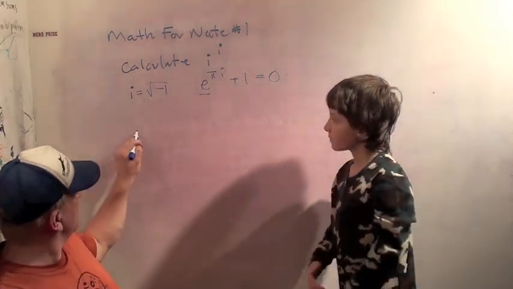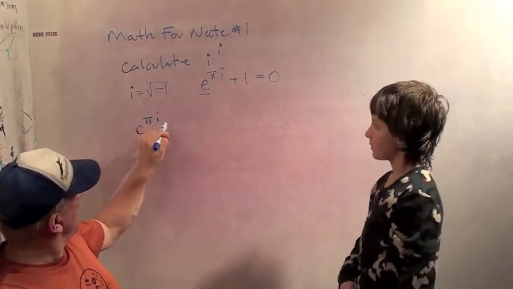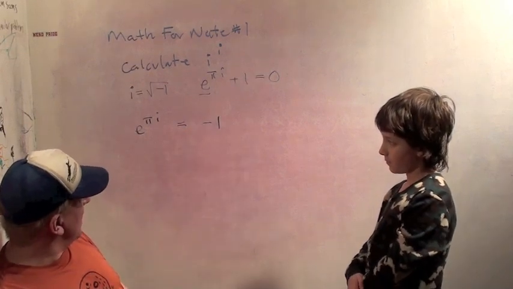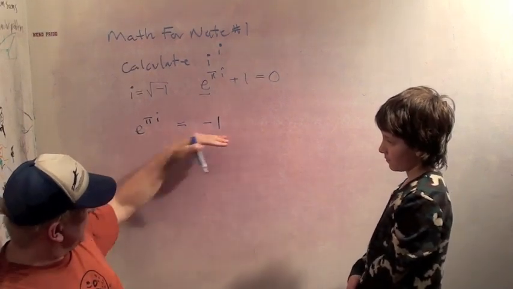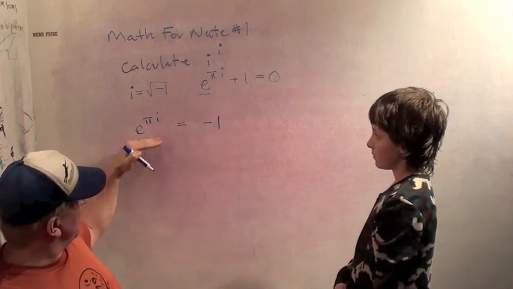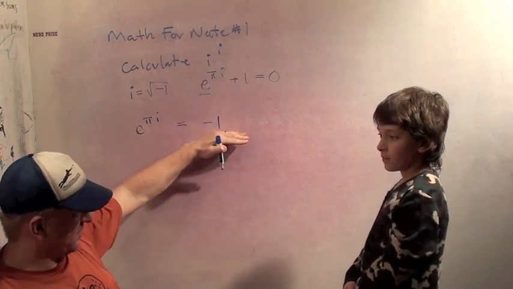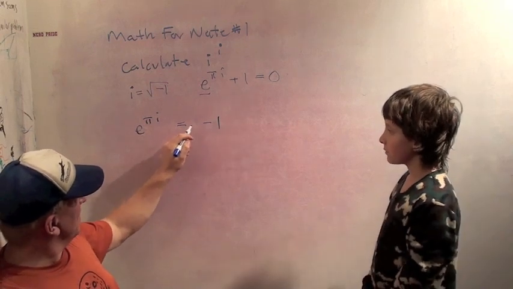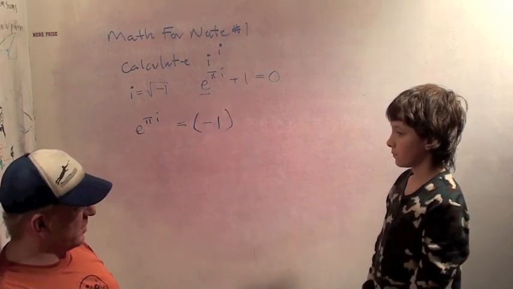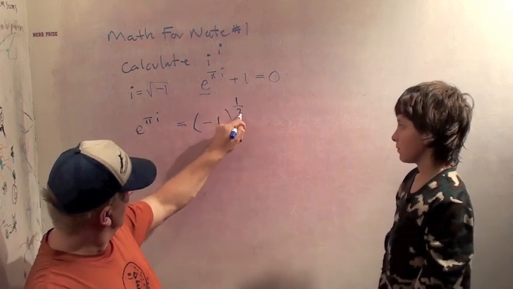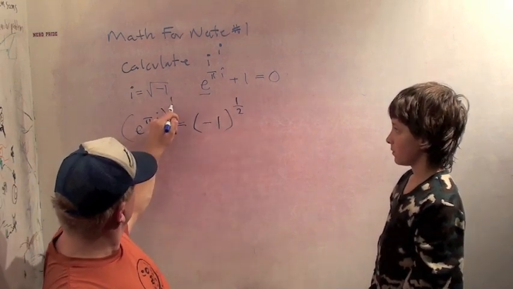But you can rewrite this equation as e to the pi i equals -1. Now, this means they're both equal, right? So if I do something to this side of the equation, it's the same as doing it to this side of the equation. So what if I take the square root of both sides? And the square root is raising to what power? The 1/2 power. What if I take both sides to the 1/2 power?